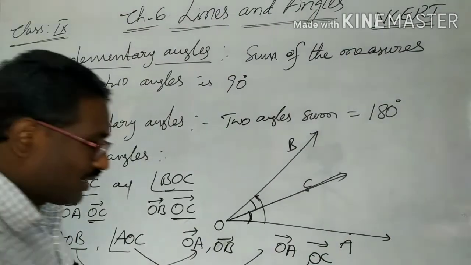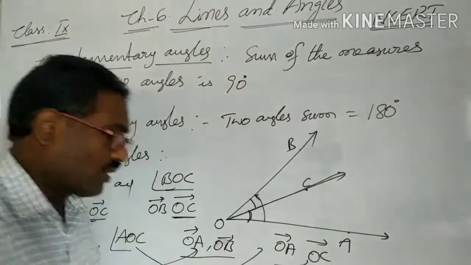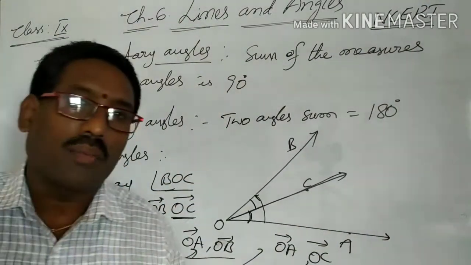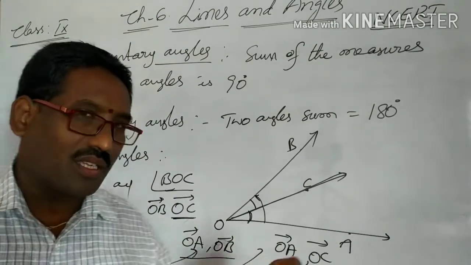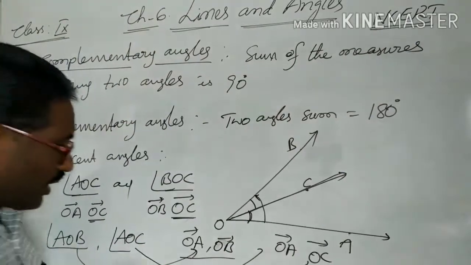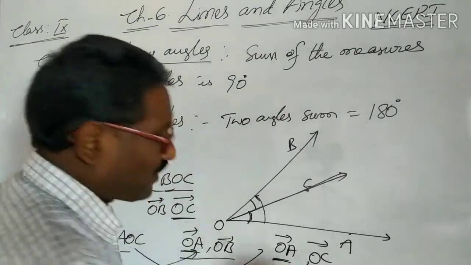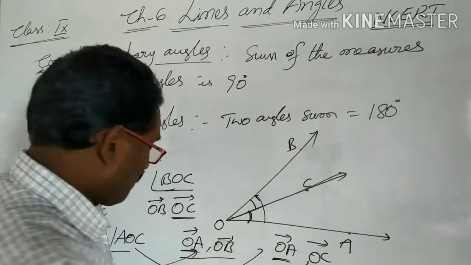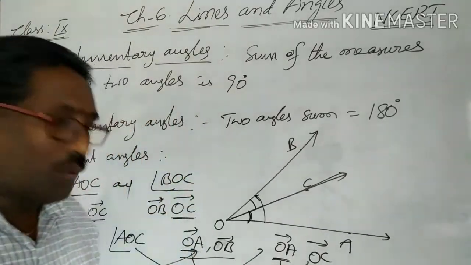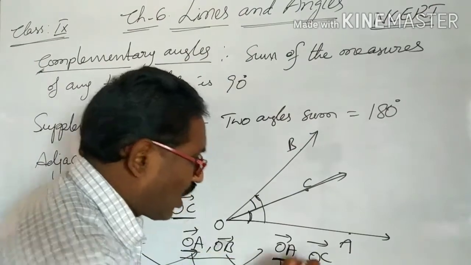Now here, in these two angles, what is the common arm? OA is here, and here also. Yes or no? Here OA is the common arm. Is that common arm between OB and OC or not? Check.